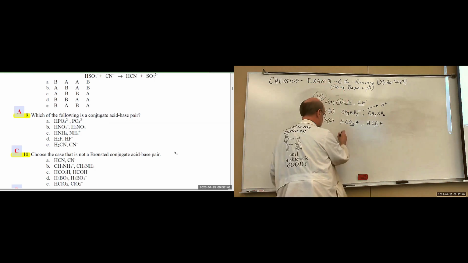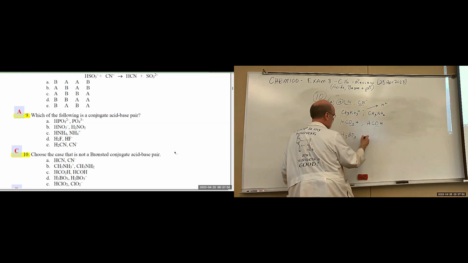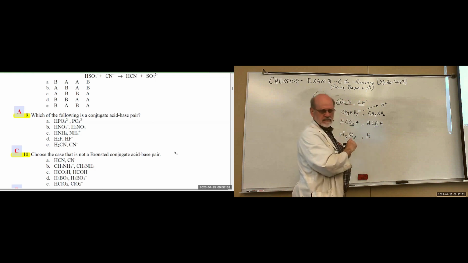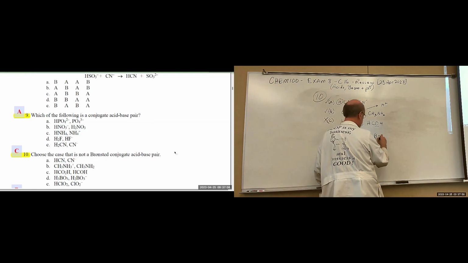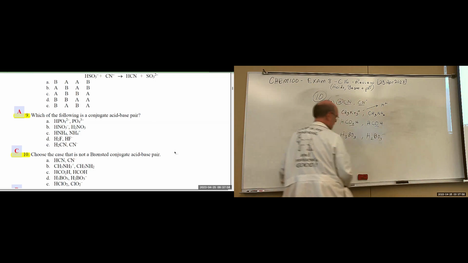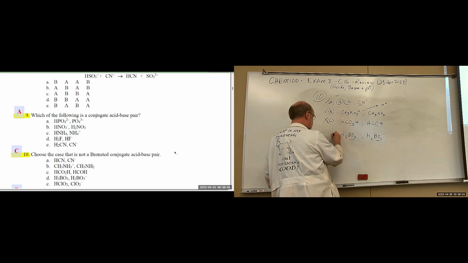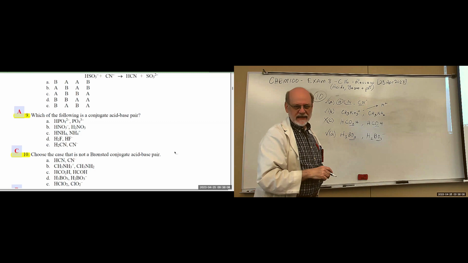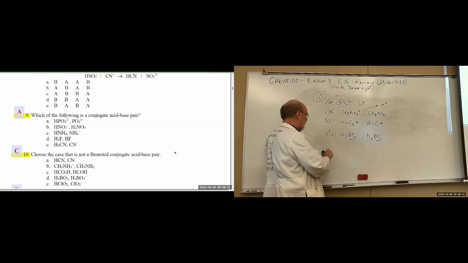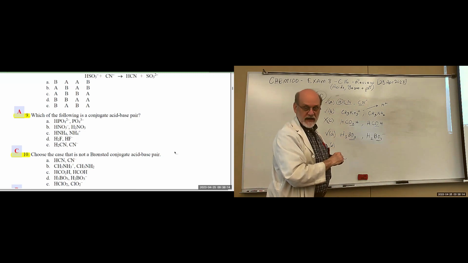H3BO3, BO3, and H2BO3 minus, H2BO3 minus. Okay, this is good. This is good. We only lost one hydrogen from here to here. D is a good one. And E should also be because we found the one that wasn't. But we'll do them all just to be thorough.